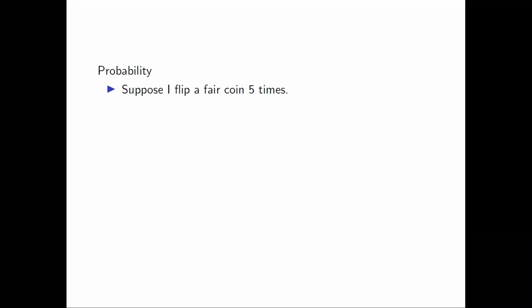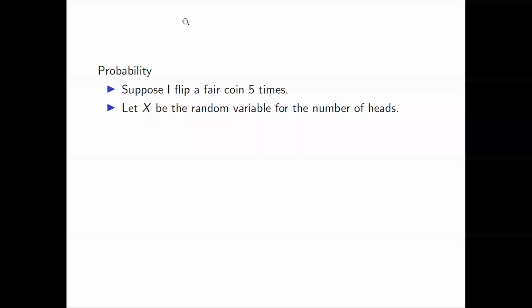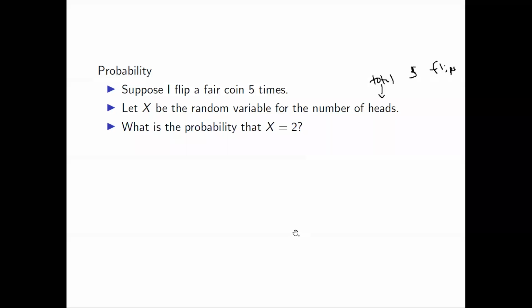Let's look at another example. Suppose instead of dice that I have a coin. It's a fair coin. It's not weighted. And I flip it 5 times. And I define a random variable again. We'll give it the same name as last time. X will be the number of heads total in these 5 flips. So we can ask, what's the probability that this x equals 2?